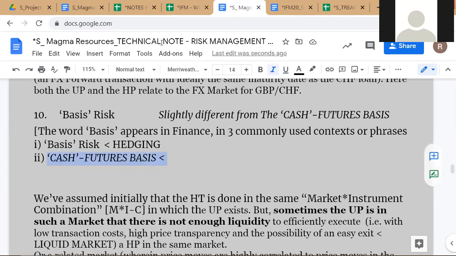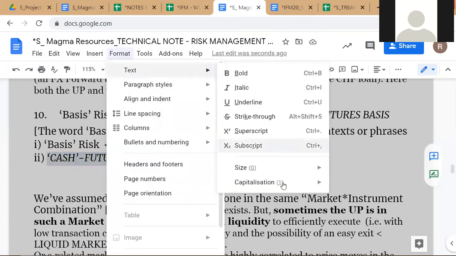You should actually make all this so it looks the same.